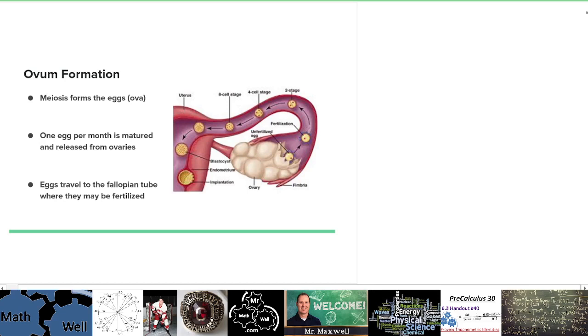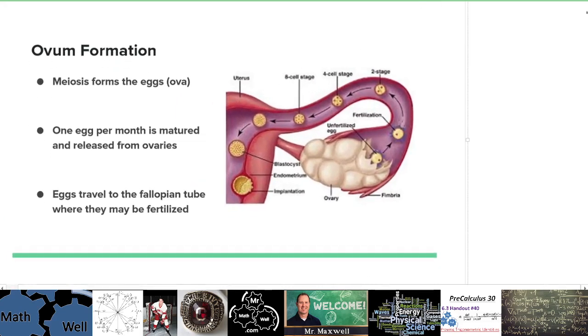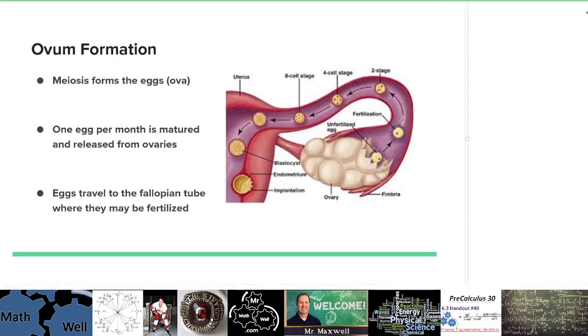Ovum formation. All right. Meiosis, as you recall, remember mitosis and meiosis? Meiosis forms the egg, or the ova. That's the fancy scientific term for it. So meiosis, I think that's your blank there, forms the eggs. One egg per month is matured and released from the ovaries.